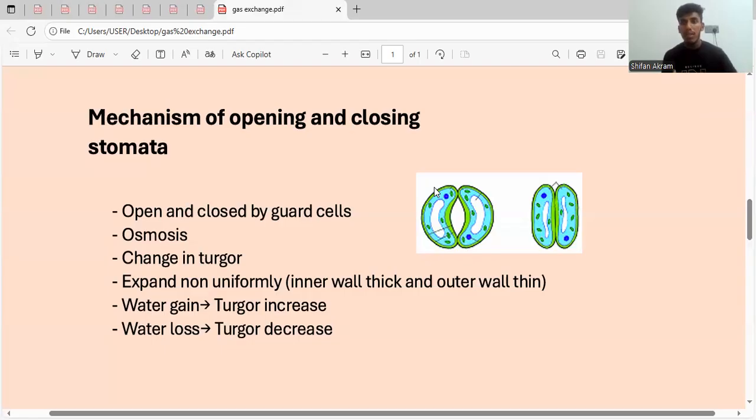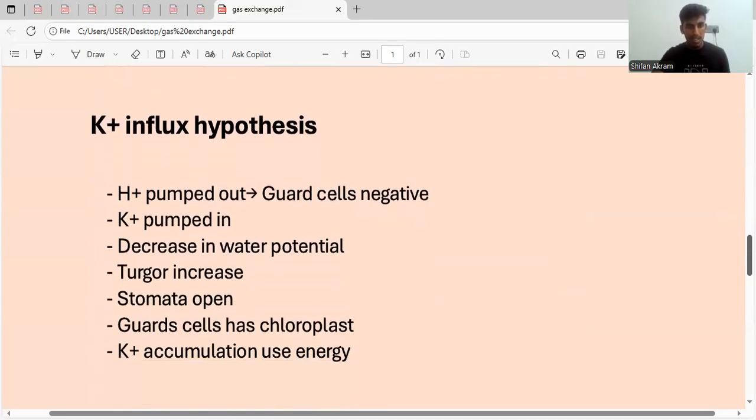Again, when we lose water from the guard cells, the turgor pressure decreases. When the turgor pressure decreases, there is no force exerting. Because of this, the stomata closes. Now let us take a look at how the water enters the guard cell in the first place. This is where the K plus influx hypothesis comes in.